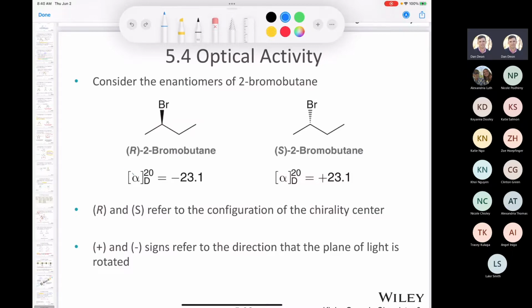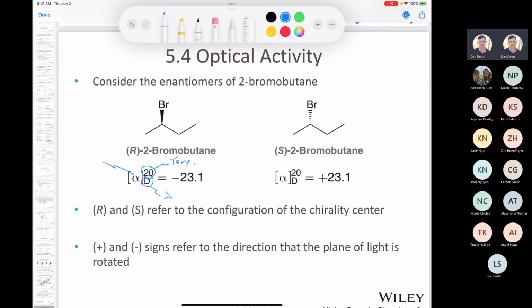Alpha just stands for the optical rotation. The 20 represents the temperature. And D means the wavelength of the light, and I told you it was the D line of sodium. Don't worry about that. I'm not going to bring that up really in the quiz or anything, and it won't show up on the final exam either.